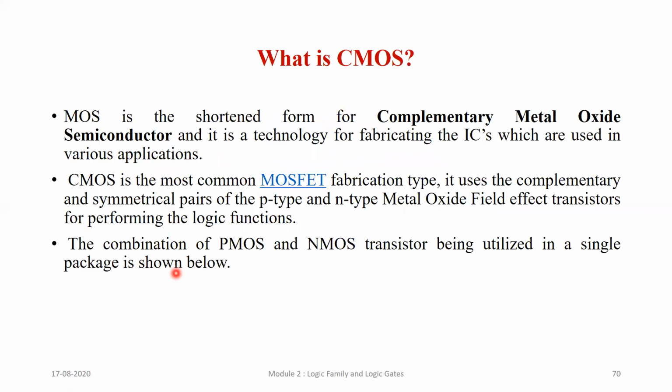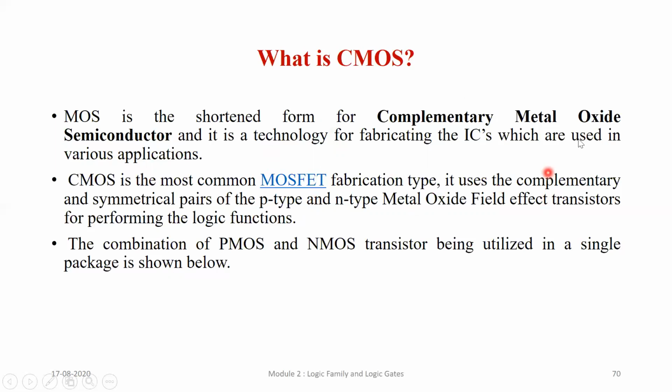Now what is CMOS? CMOS is the shortened form of complementary metal oxide semiconductor, and it is a technology for fabricating ICs. There are various ways in which I can make an IC. Now CMOS is the most common MOSFET fabrication technique. After the transistor, MOSFET was invented. In EDC, you will study this. So in CMOS, inside I have a MOSFET.